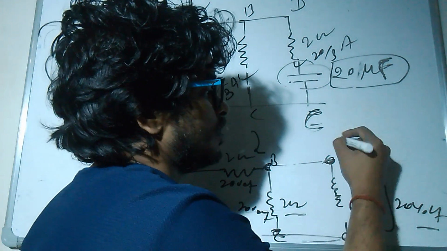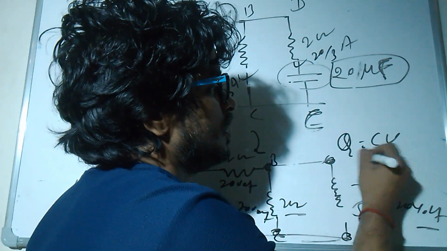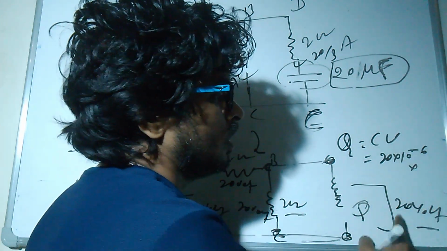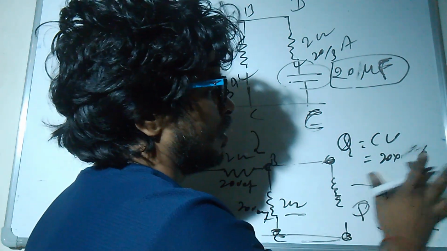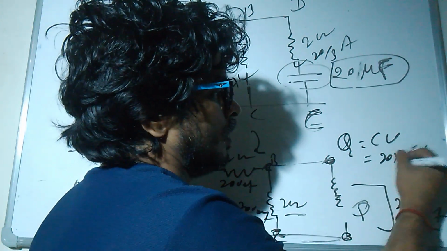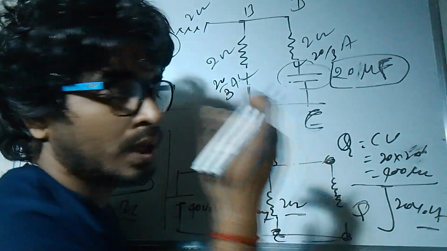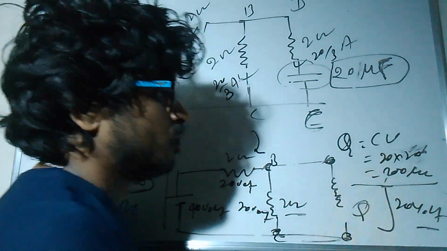So from here you can find out Q. Q is C into V. So C is 20 into 10 to the power minus 6, so you can write it in microcoulomb. 20 into 20, so this is 400 microcoulomb. So this is the charge, Q equal to 400 microcoulomb.